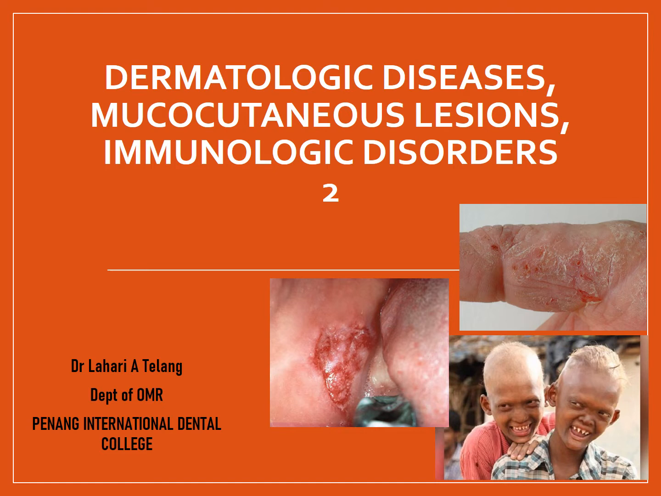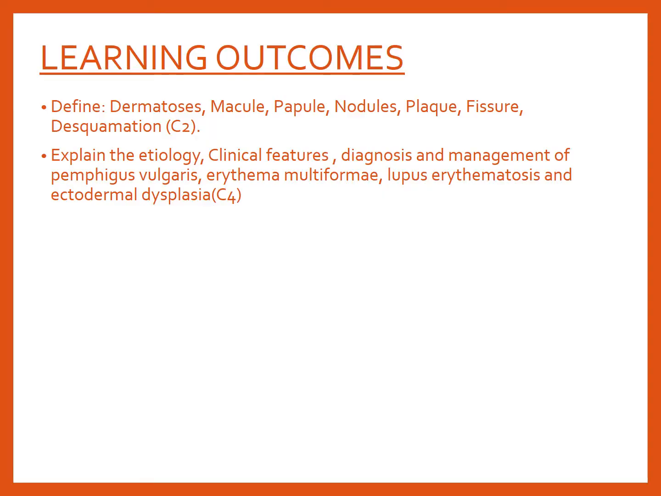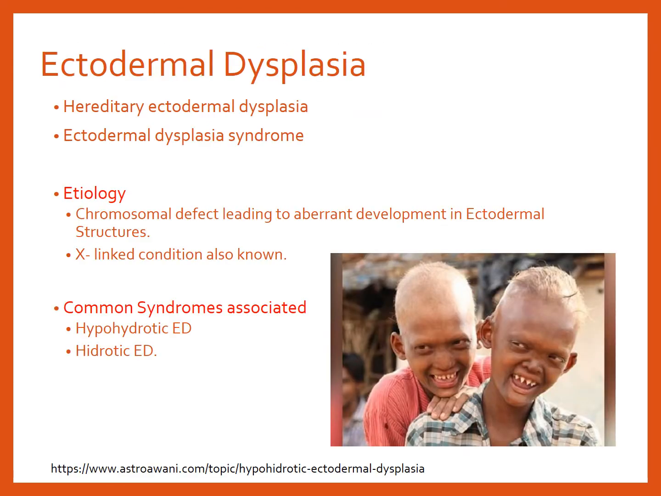Immunologic disorders. The learning outcomes, as we've seen in the first part, are to define the dermatoses like macule, papule, nodule, etc., and to explain the etiology and clinical features of some of the very important diseases. Let's start with ectodermal dysplasia.